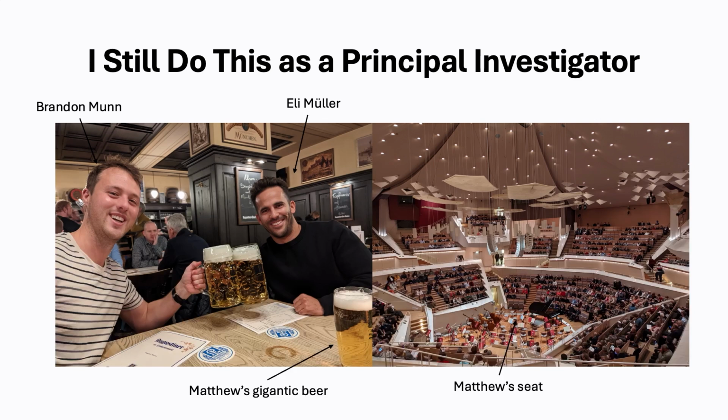This is a picture of my two postdocs, Brandon and Eli, and Matthew's gigantic beer in Berlin, where we went to a beer hall, and we actually got to watch Matthew play violin in a philharmonic in Berlin, which was a great experience.